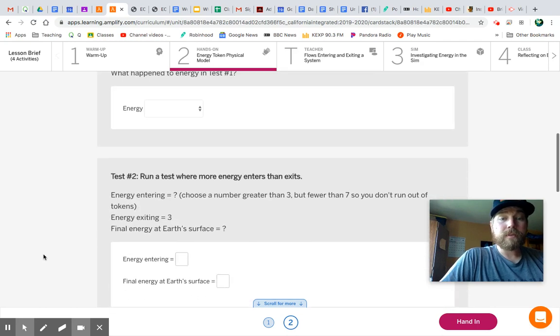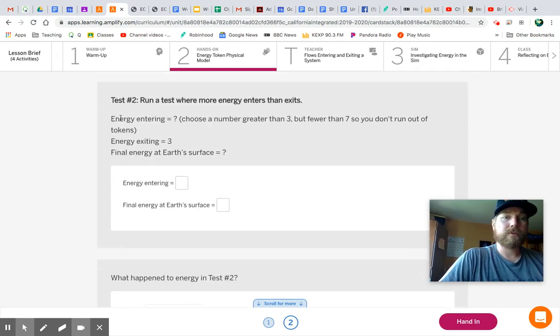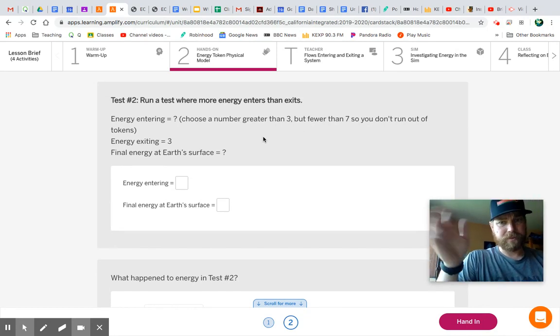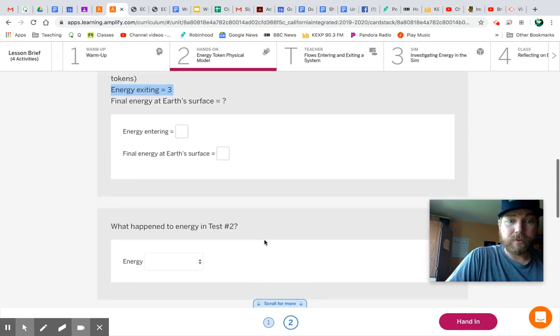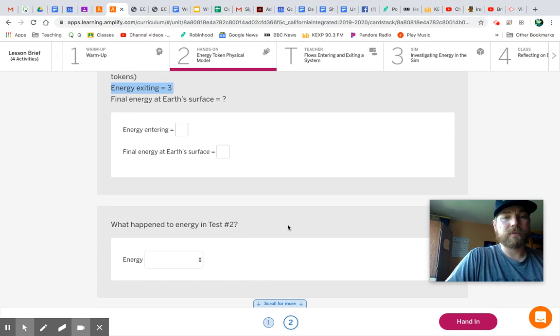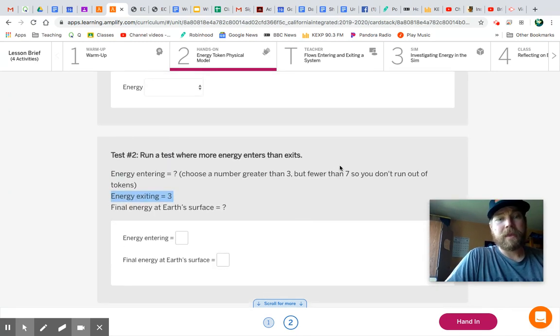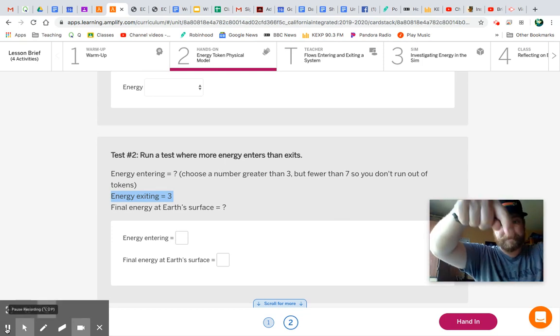So now do the same thing, but with these other scenarios. So energy entering, ooh, check this out. You get to choose how much energy is entering. A number greater than 3, but fewer than 7, okay? And remember, you're going to do this 3 times. So you might bring 7 energy tokens down, and then how many energy tokens would go back up? Oh, looks like 3. Make sure you count up the final energy at Earth's surface, and make sure you write down what happened here. Choose the select one. Did energy increase, decrease, or stay the same? And do that with all 3 of those tests. Go ahead and do that now. Pause.